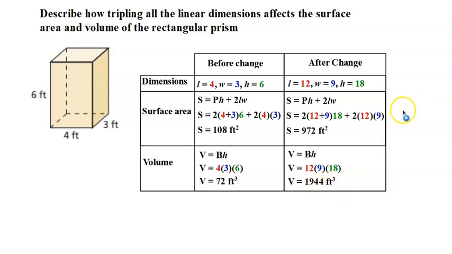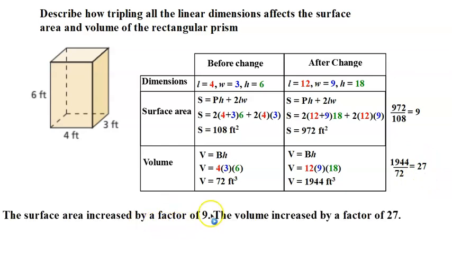Okay, so let's take a look at how this changed. We multiplied everything by 3, but the surface area, new over old, went up times 9. 108 times 9. Even though we multiplied everything by 3, we end up with times 9. Volume is going to be 27. So surface area increased by a factor of 9. Volume increases by a factor of 27.